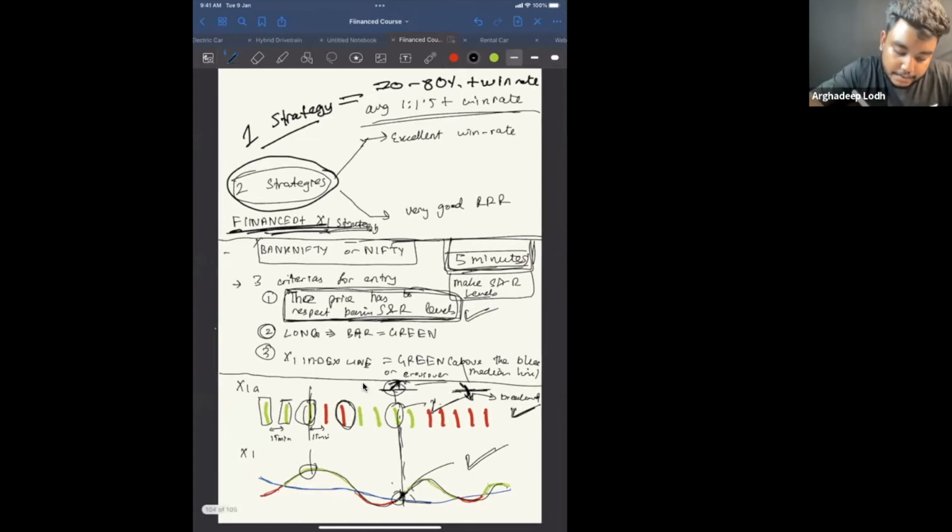At this time, first criteria done. Now you will look at the bar. Short means the bar is red. Bar is red, line is red. Bar is red, okay, second criteria done. Third criteria: this line should be red, either it has given a crossover or it will already be below it. See, here it is already below it and it is red. Criteria 3 fulfilled. Now you can enter the short trade.